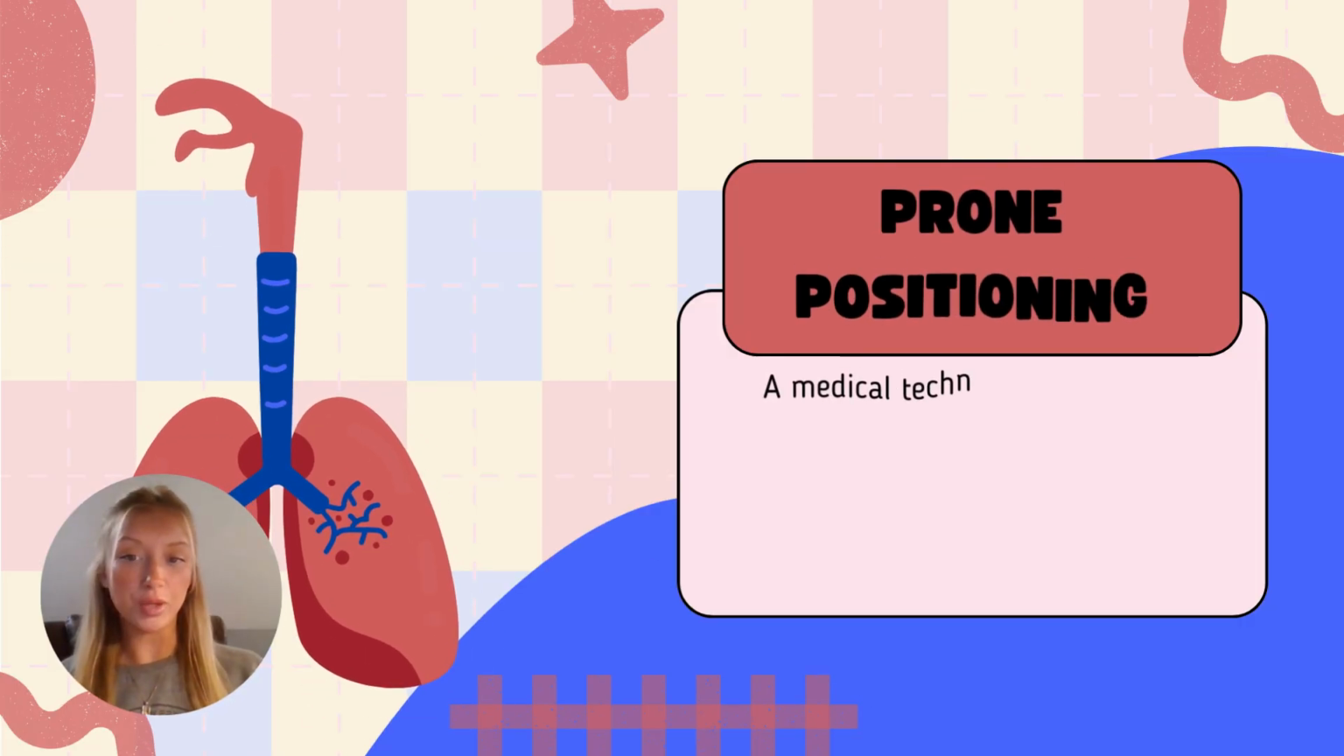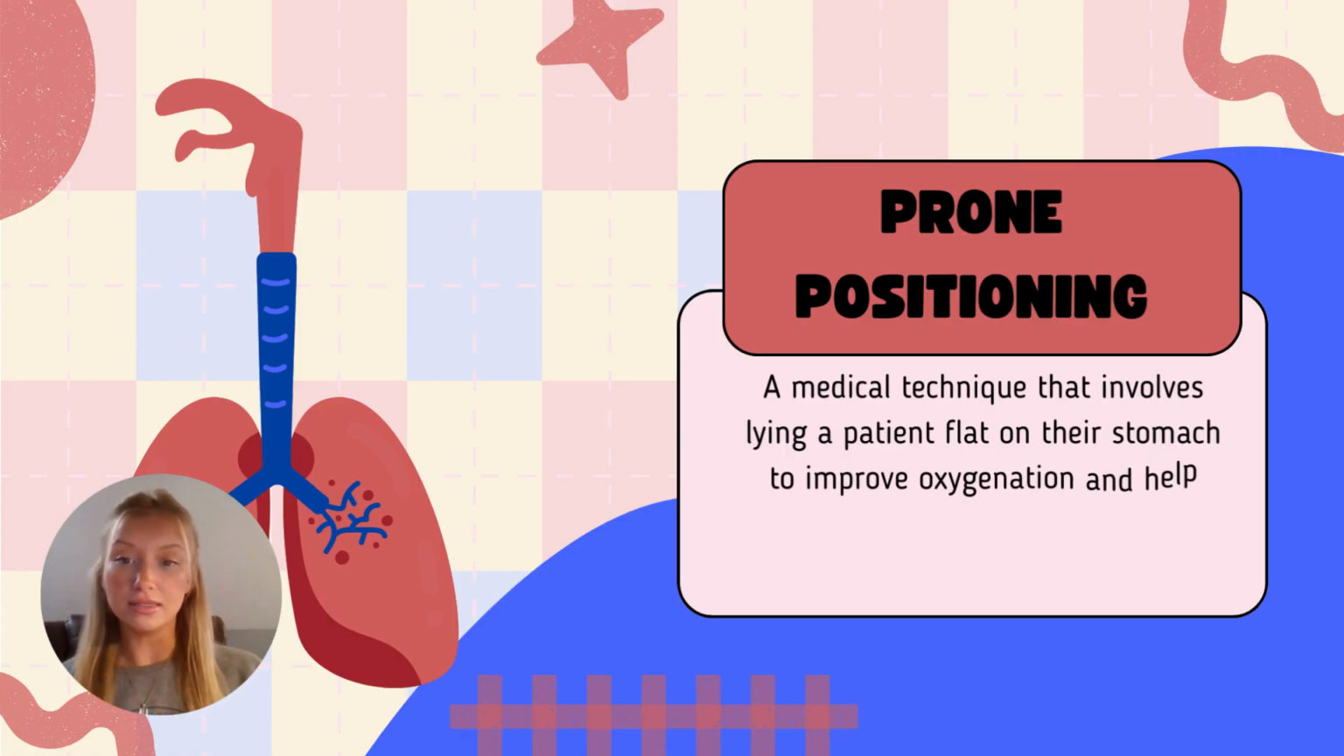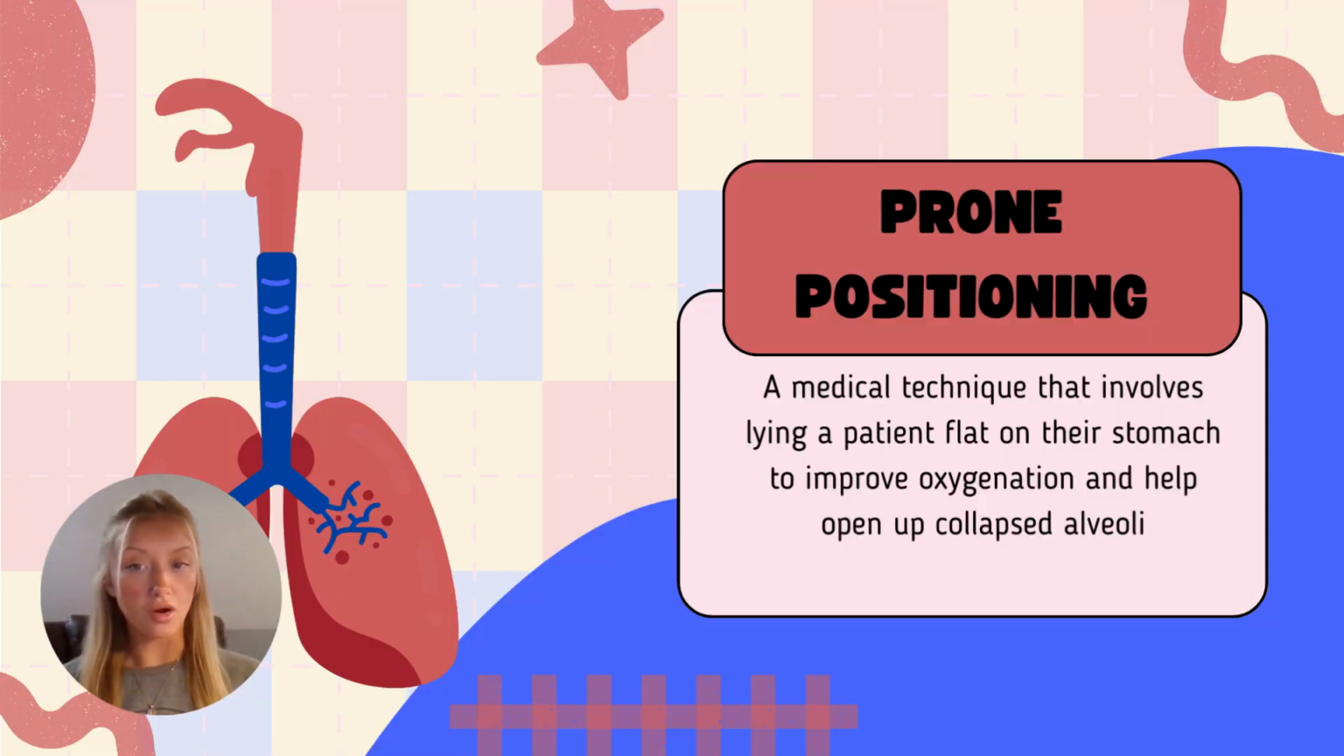Now let's talk about prone positioning. Prone positioning is a therapeutic medical technique commonly seen in intensive care in patients with severe lung injuries such as ARDS. It also was really common with COVID patients. It involves lying a patient flat on their stomach to help improve oxygenation. It also improves ventilation and makes breathing easier by relieving pressure on the lungs. And this in turn helps open up collapsed alveoli.